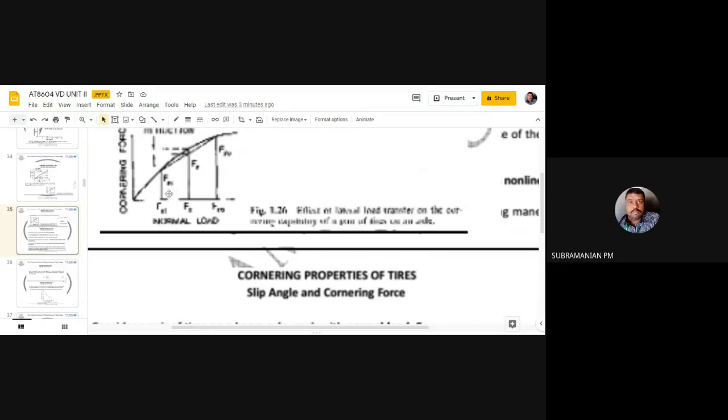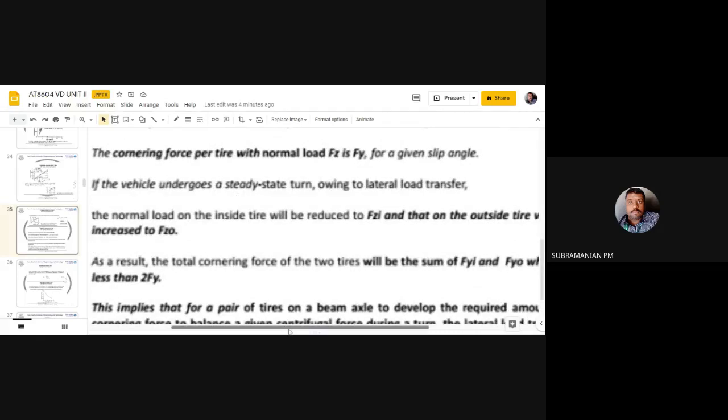Listen carefully. For this tire I'm going to find one cornering force, and for this tire another cornering force. When I add the two cornering forces, it should be equal to the cornering force of FZ. In other words, in the normal condition I'm getting a cornering force, say Fy. Under a turn, the inner tire will have one cornering force and the outer tire another. When I add them, it should be the same as Fy, but in the actual scenario it is not going to happen.